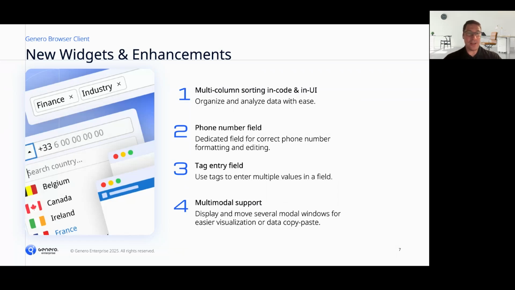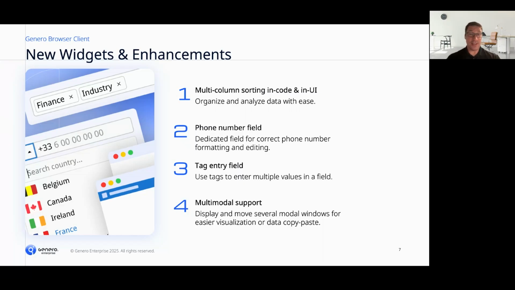From a browser client widget standpoint, we've added a bunch of new things. The first thing is multi-column sort. We had gotten this request a bunch of times, that customers want to be able to sort multiple columns. So now the user can sort however many columns they want. They can reset the sort. And then there's an order to it, right? Sorting first, second, third, fourth, and then obviously you can do ascending, descending. In addition, you can also specify the sort in code. So if a certain table should always be sorted by this column or these two columns first, you can do that in code.